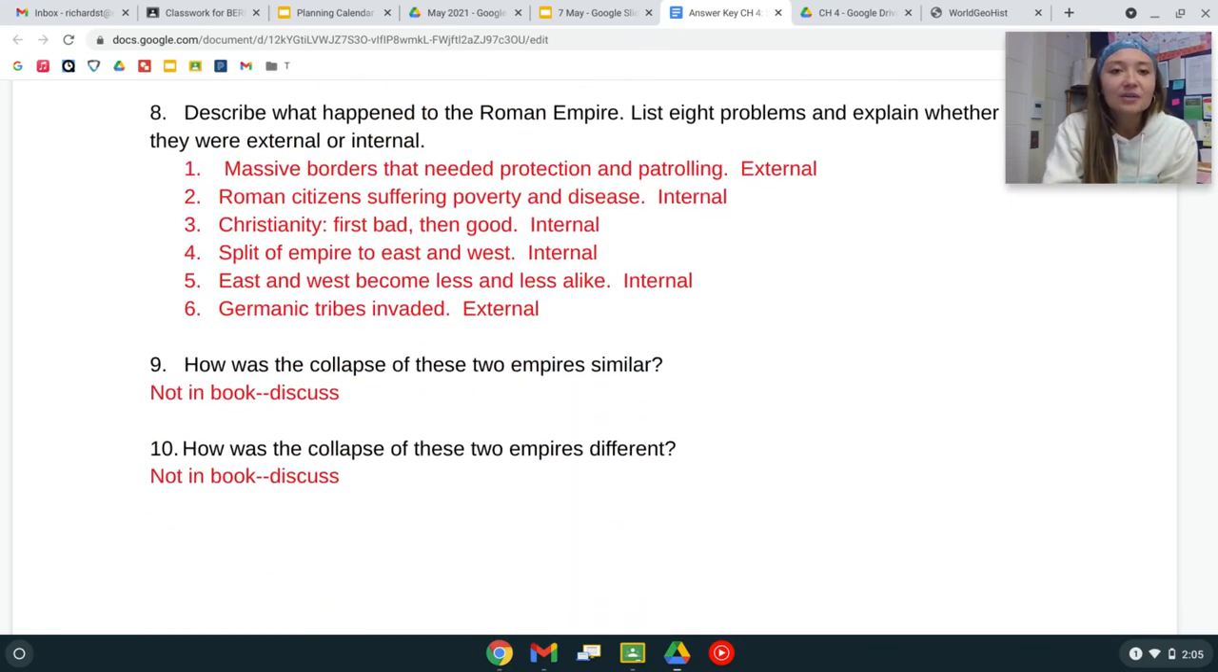8, describe what happened to the Roman Empire. So that was the Han, now we're talking about the Romans. 8 you need for this one, but you just need 6. Number 1, massive borders that needed protection and patrolling. That was an external problem. Roman citizens suffering poverty and disease, internal. 3, Christianity, first bad, then good, internal. 4, split of empire to east and west, internal. 5, east and west become less and less alike, internal. And then the Germanic tribes that are invading, which is external.